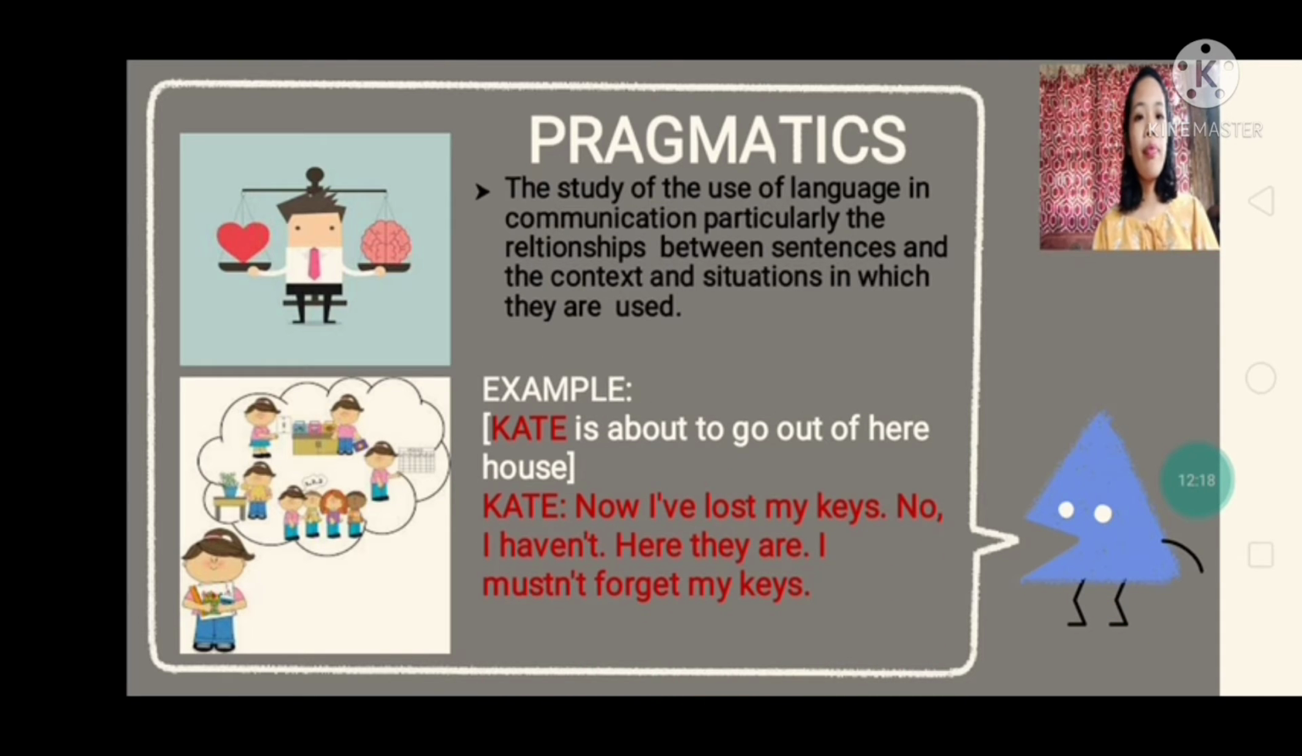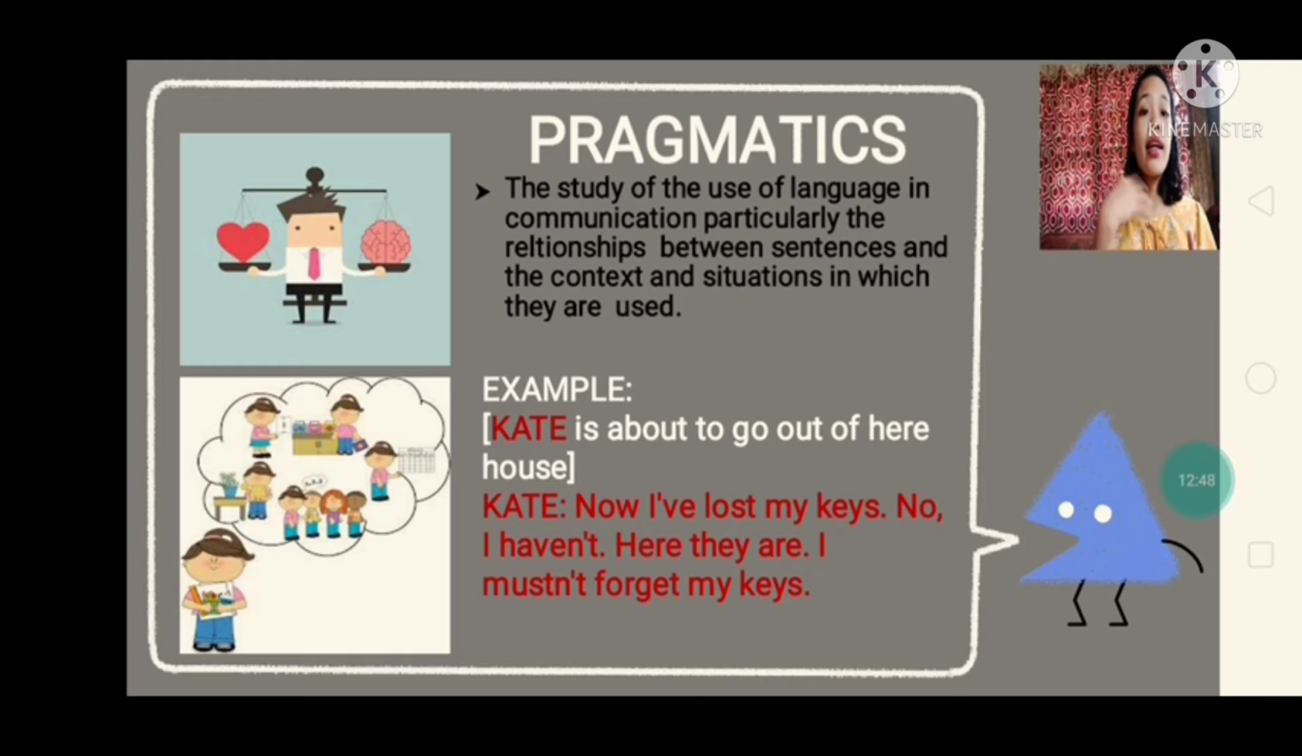So example here, Kate is about to go out of her house. Na palabas na si Kate sa bahay niya. So, sinabi niya, "Now I've lost my keys. No, I haven't. Here they are. I mustn't forget my keys." So, ano yun? Parang, the arrangement of the sentence is there from the context.